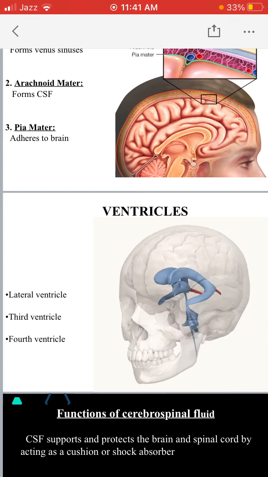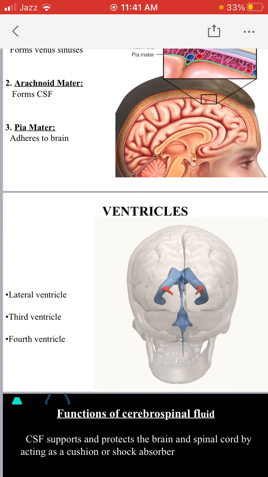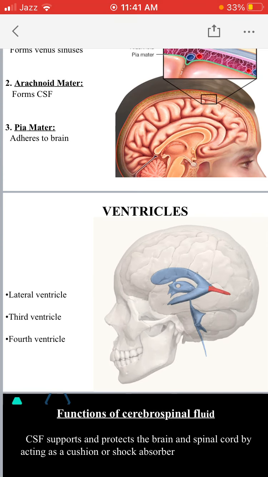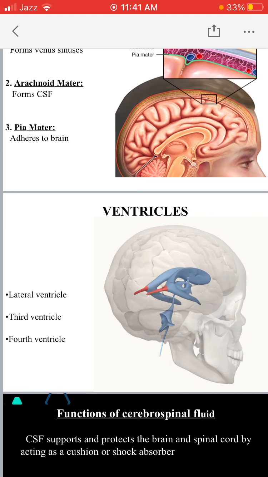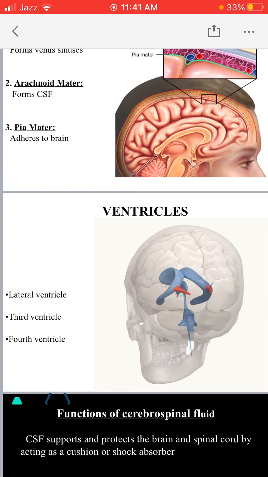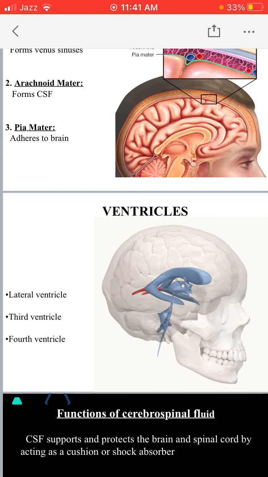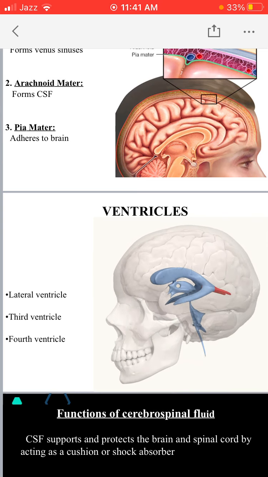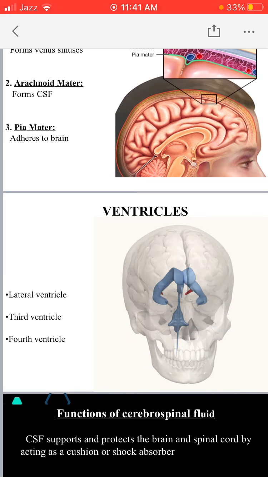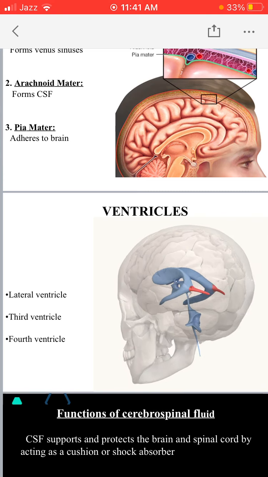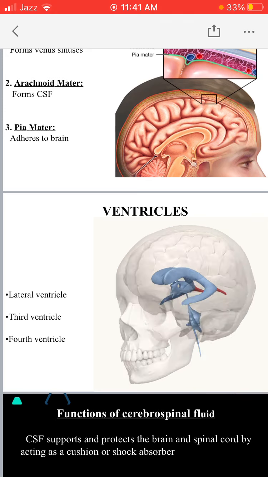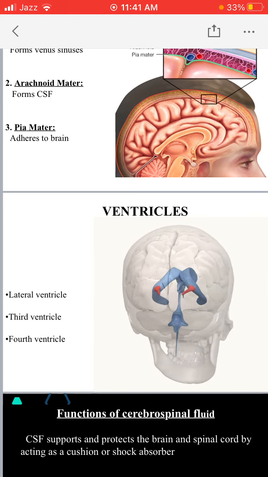The total volume of CSF in the ventricles is 150 ml. The components of CSF are water, glucose, a small amount of albumin and globulin, then sodium, chloride, urea and creatinine are also present in small amounts, and a very little amount of leukocytes.